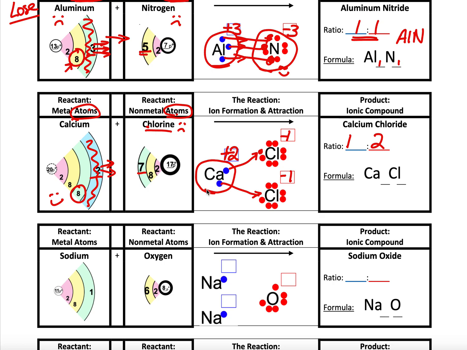So when we count how many calciums there are and how many chlorines there are, we realize it's a 1-to-2. That is your ratio. That is your formula, 1-to-2. Again, normal people don't write the ones, so we would just write CaCl2. That's the formula for calcium chloride.